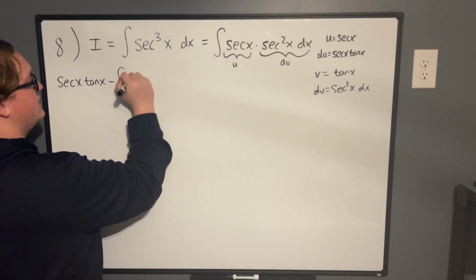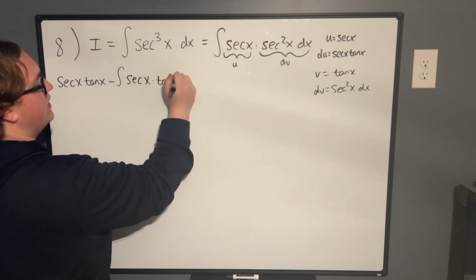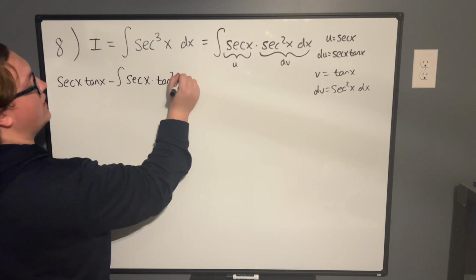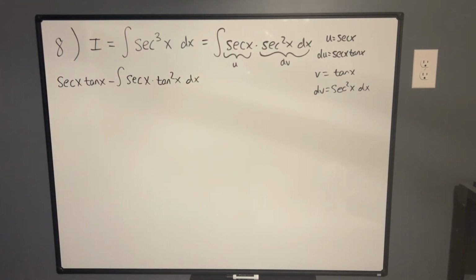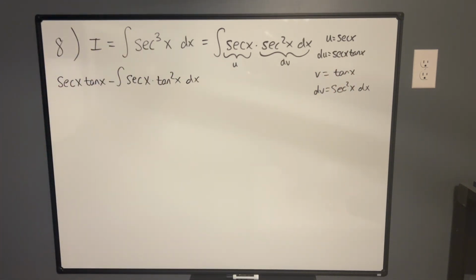So that's actually going to be secant x times tangent x, or tangent squared x dx, right? Because we have v du is going to be secant times tangent times tangent. So secant tangent squared, okay? So now what we want to do is, we don't really have like a nice u sub we can do. Integration by parts looks bad at this point in time.